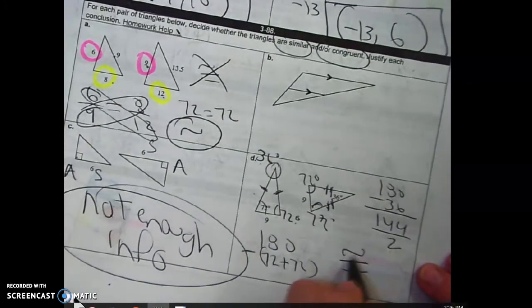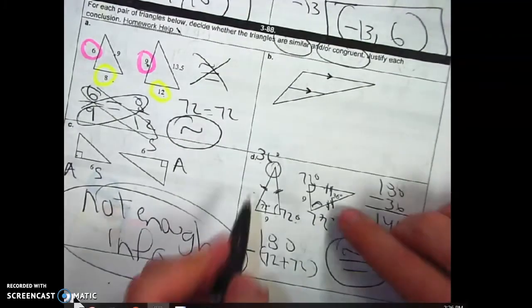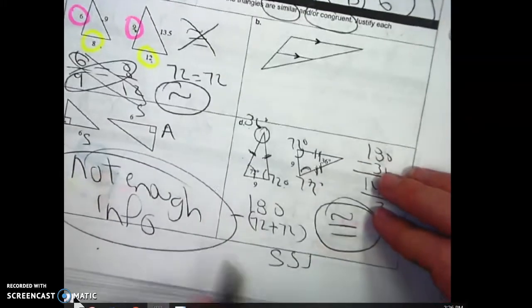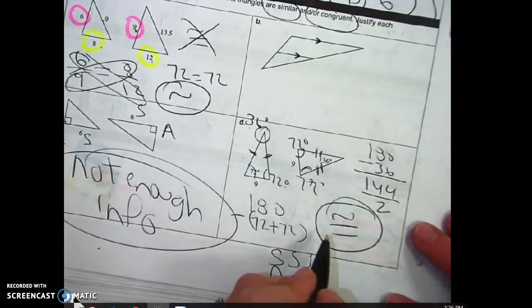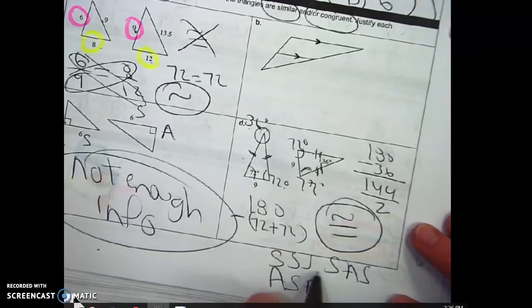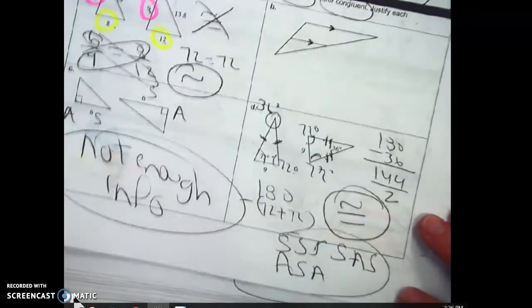So that is congruent. It's congruent by side, side, side. It's congruent by angle, side, angle. It's congruent by side, angle, side. I think you get the idea. Okay, all of those justify it.